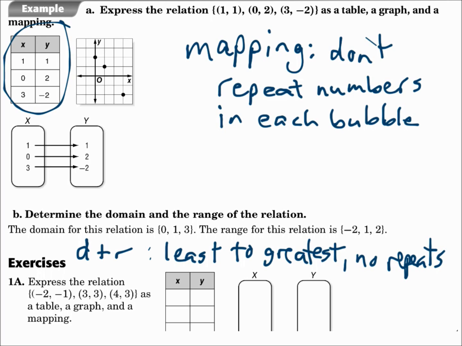Determine the domain and range of the relation. For the domain and range, write them in brackets, least to greatest, with no repeats. The domain is X values. That's your 0, 1, and 3 from the X bubble of the mapping. Your range is negative 2, 1, and 2. That's the numbers from the Y value of the mapping.